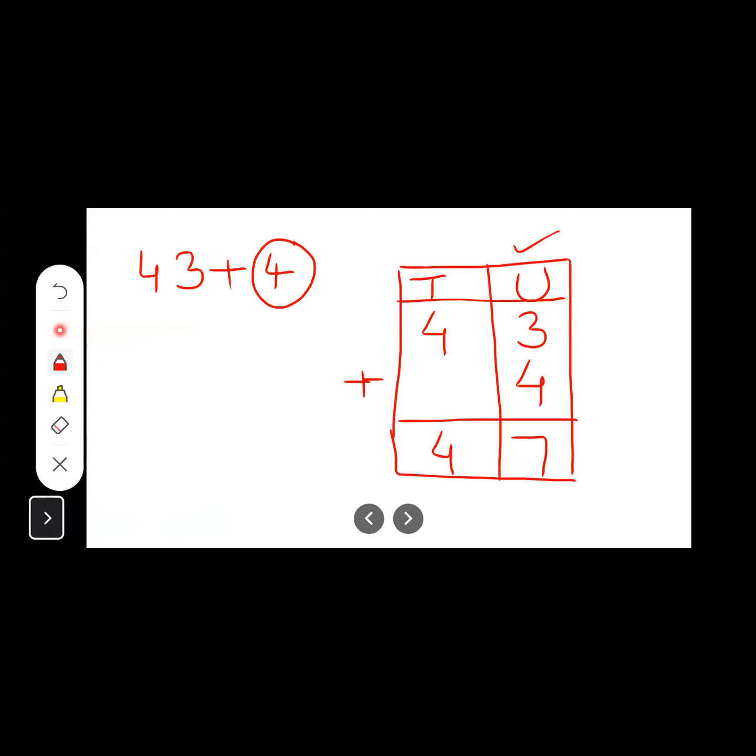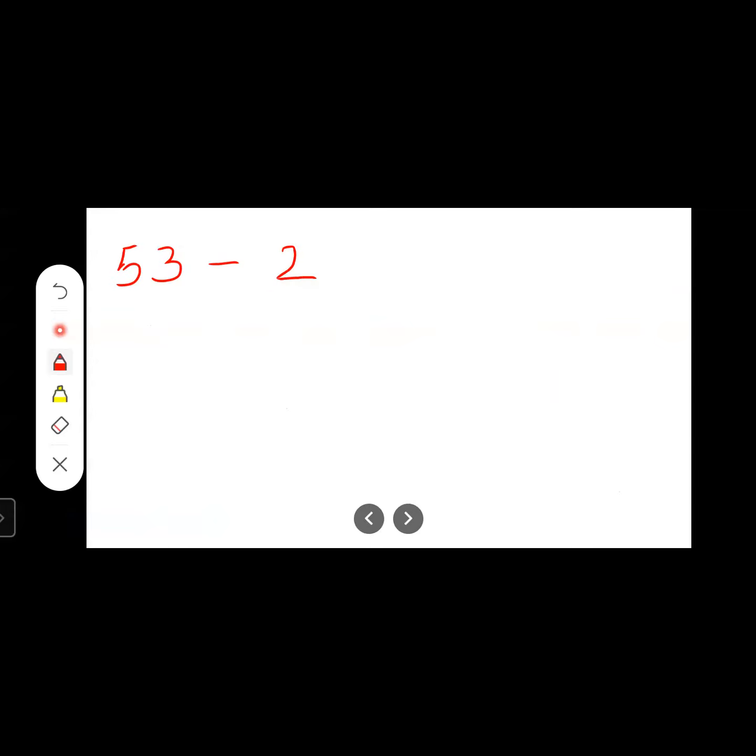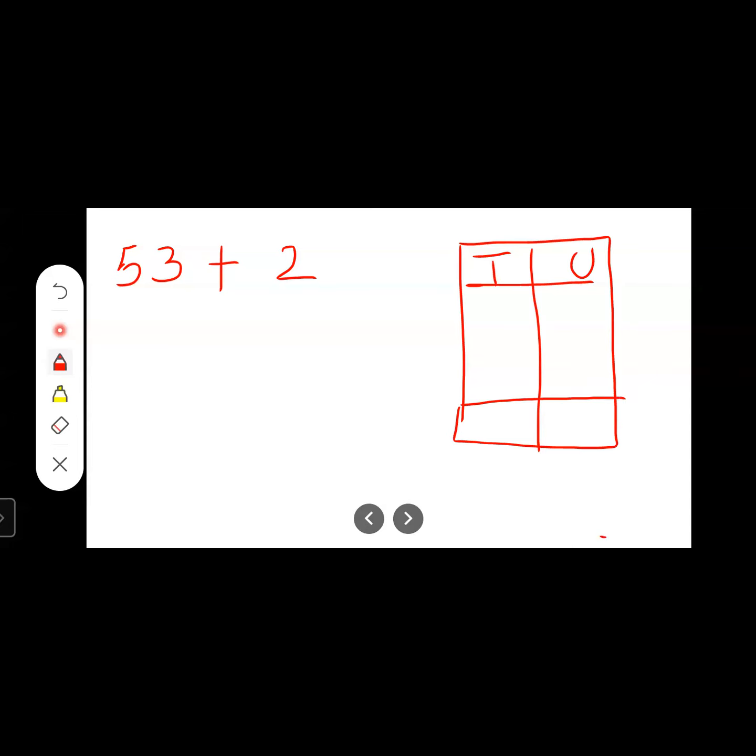Let us solve one more question like this. One more example we will take. Suppose 53 minus 2. This is the subtraction, no? Addition we will do, okay? Suppose this is the sum and we have to arrange the numbers here in the box. Tens and units. Okay. So we will write first number.